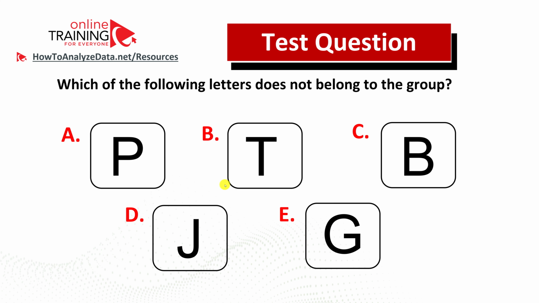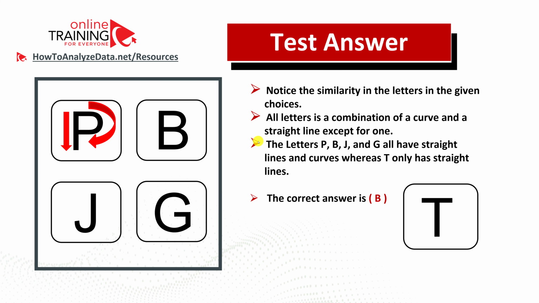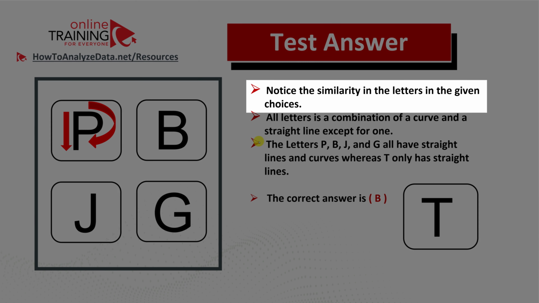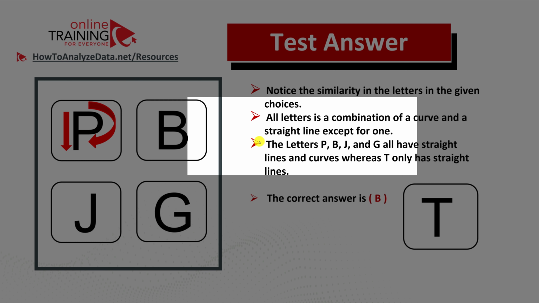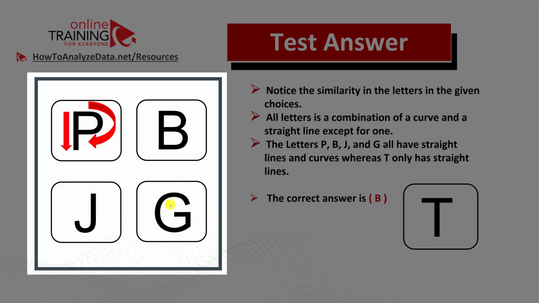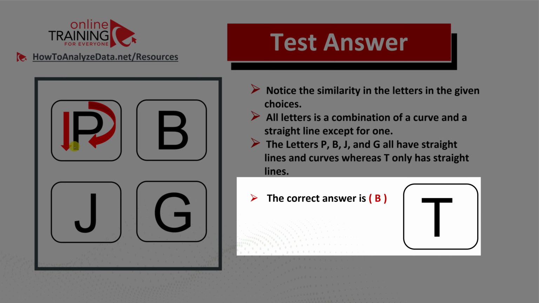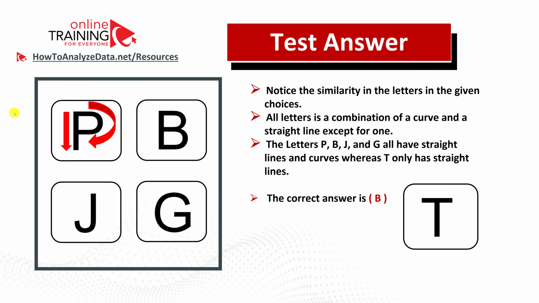Now let's go ahead and jump to the solution. When you look at the patterns, you can notice the similarities in the letters for the given choices. All letters are a combination of a curve as well as a straight line, with the exception of one. The letters P, B, J, and G presented here all have a combination of curve as well as straight line. The only letter that does not match this pattern is letter T. So the correct choice here is choice B, letter T. Hopefully you've nailed this question.